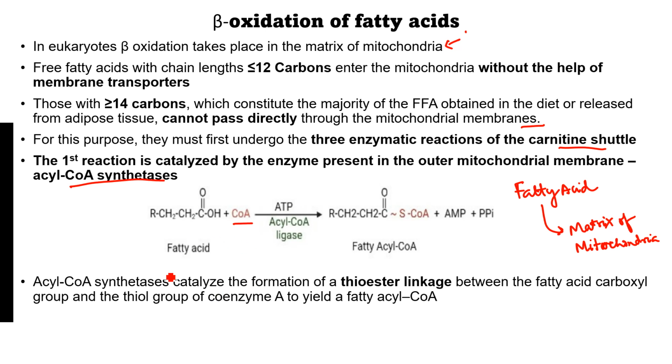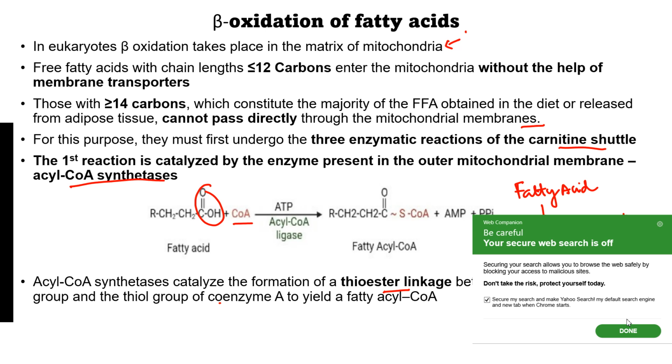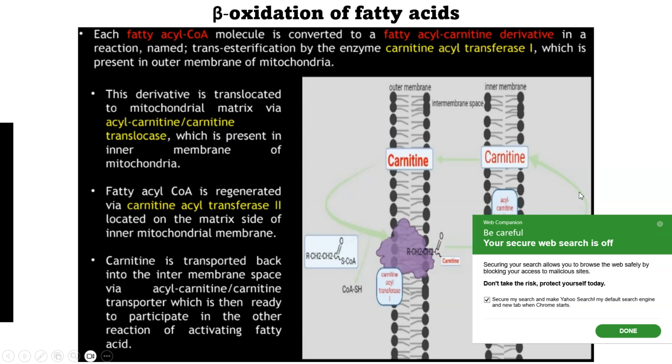Try to remember this first enzyme. This acyl CoA synthetase is an important enzyme. It catalyzes the formation of a thioester linkage between the fatty acid carboxyl group and the thiol group of coenzyme A. So this is the fatty acyl carboxyl group, and if you look at the structure of coenzyme A, there is a sulfur atom, a thiol group. The bond which is formed between these two is called a thioester linkage. Now, what will happen?